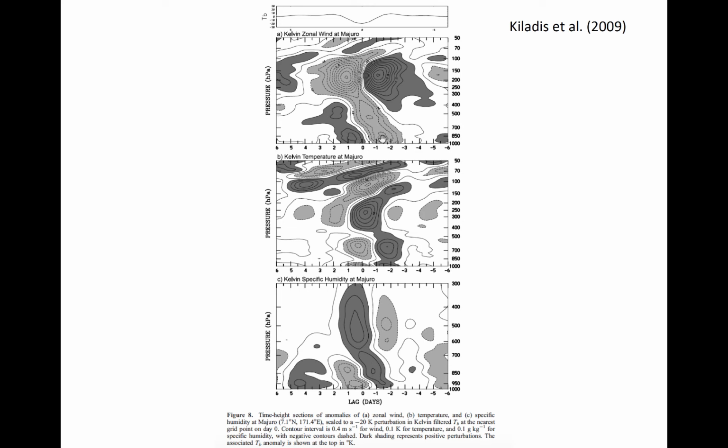Convergence is seen at low levels. Here's a westerly anomaly and here's an easterly anomaly. And divergence is found aloft where convection occurs in this region. The convection is accompanied by a negative temperature anomaly in the lower troposphere and a positive temperature anomaly aloft.